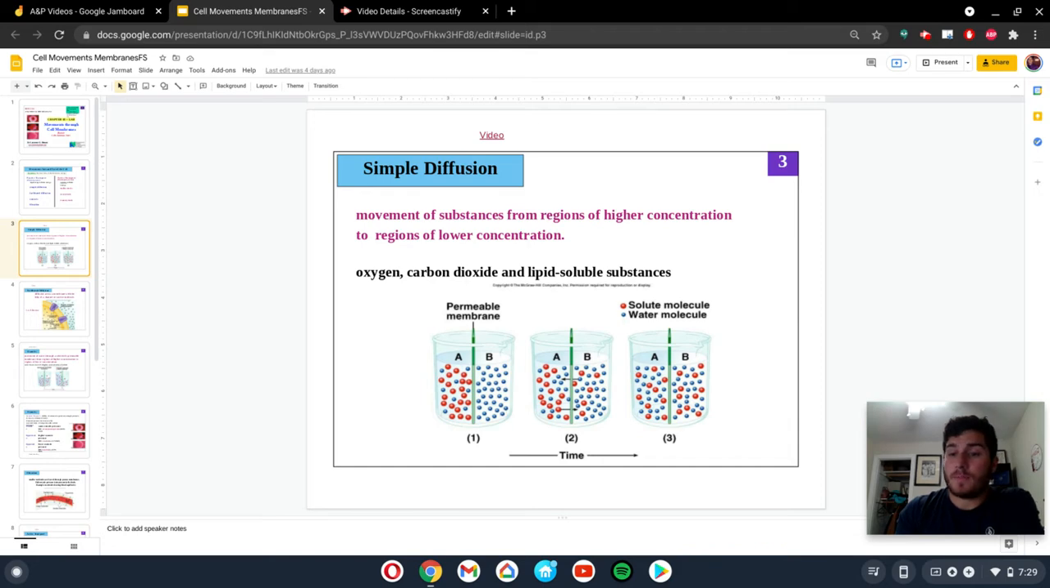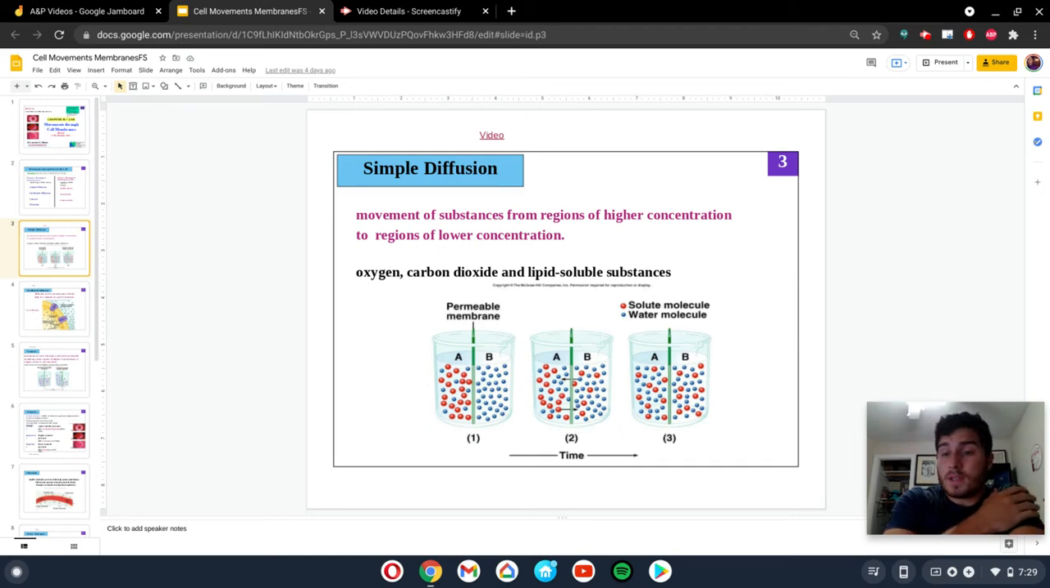Let's talk about osmosis and diffusion. Notice how I say both of those. Osmosis is diffusion in water. It's the same principle. The difference is osmosis happens in water.